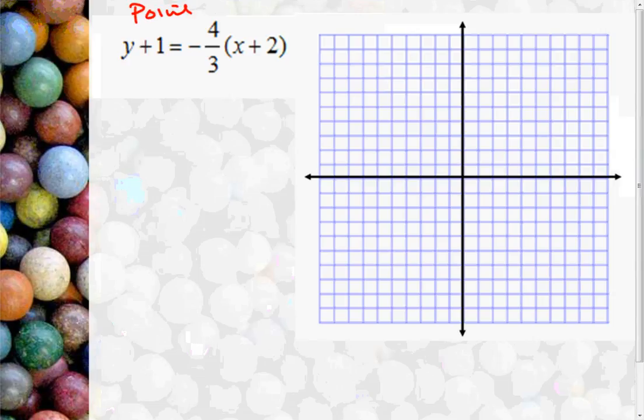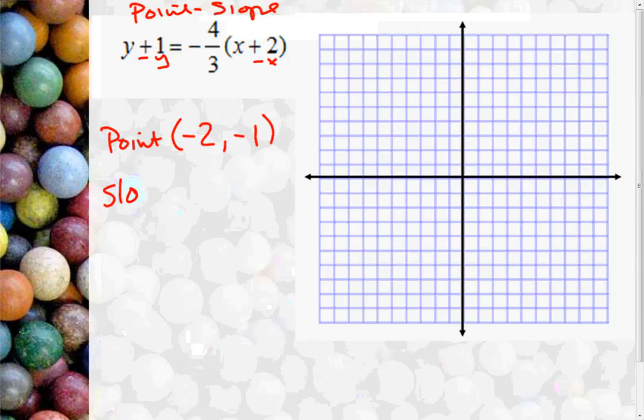Point slope form. So you get a point off of this. So my point, remember, is coming from here and here. And now normally it's minus, so you're going to change your sign. So that means my point is going to be (negative 2, negative 1). My slope equals negative 4/3.